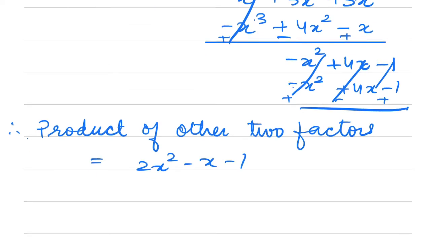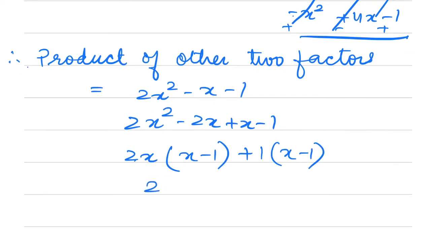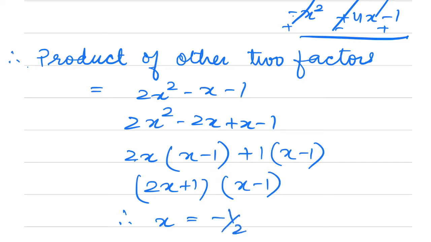Now let's factorize this. So it is a quadratic equation, so I can write down this as 2x square minus 2x plus x minus 1. So sum is minus 1 and product is minus 2. And I have split the middle term. Now 2x is common. x minus 1 plus 1 into x minus 1. So 2x plus 1 into x minus 1. Therefore x is equal to minus half, or it is equal to 1.